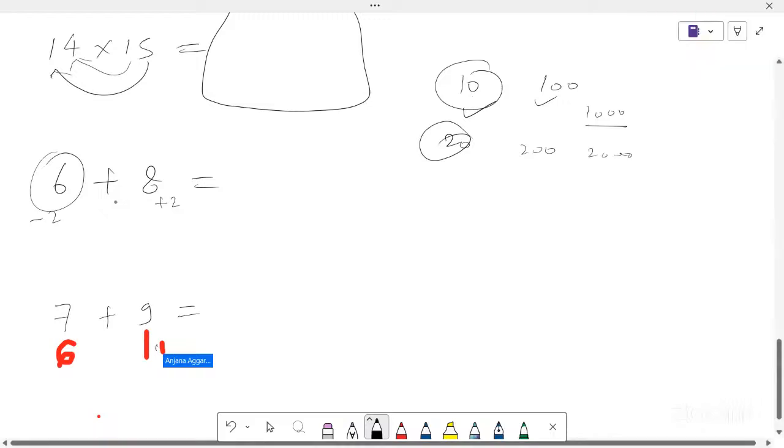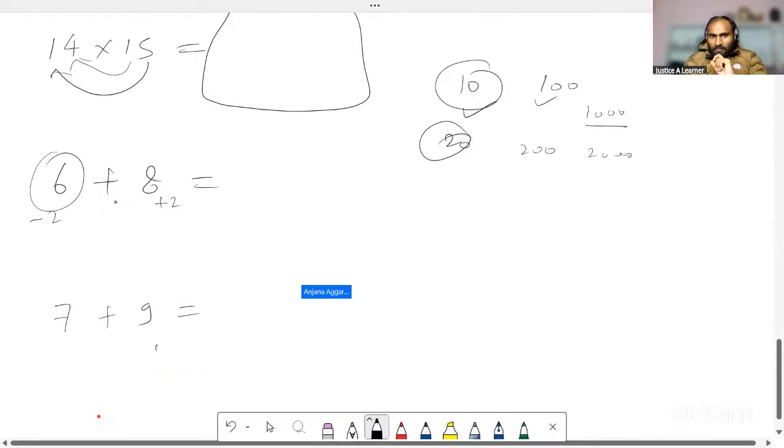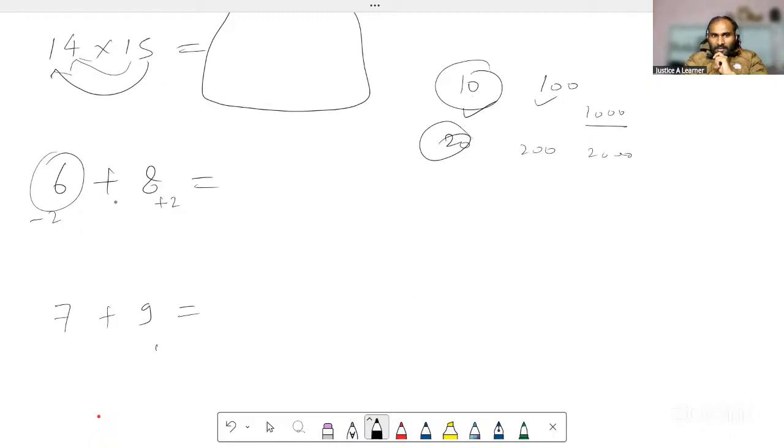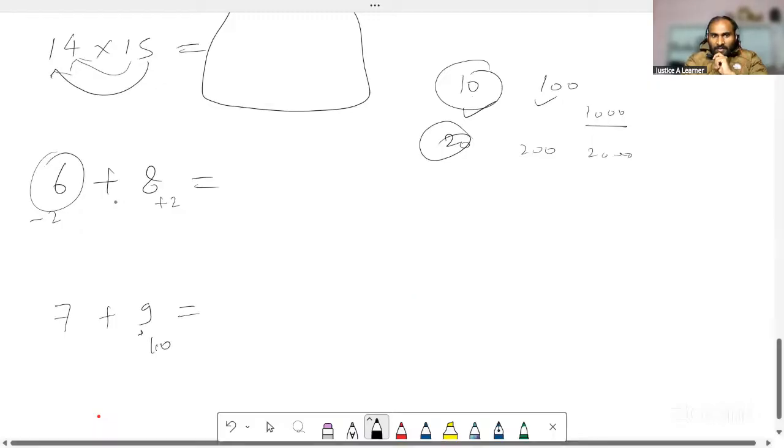Yeah, 16. Very good. I hope you understood this thing, right? Can you solve more? That took me longer than counting. That's not longer than counting. You just make it 10 by giving 1.